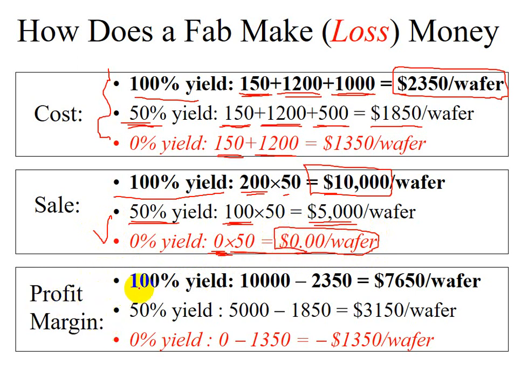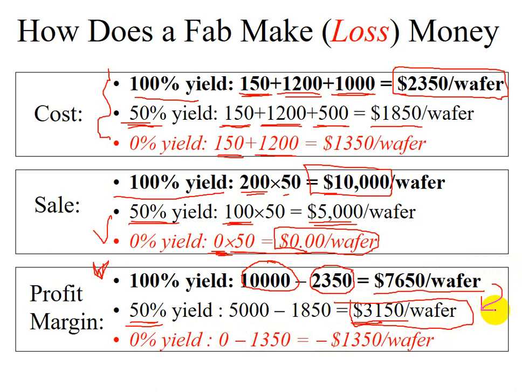So what is the profit margin? If it is 100% yield, the sale is $10,000. The cost is $2,350. So you end up with a profit of $7,650 per wafer. If it is 50% yield, you only have $3,150 per wafer, less than 50% of the 100% yield profit.